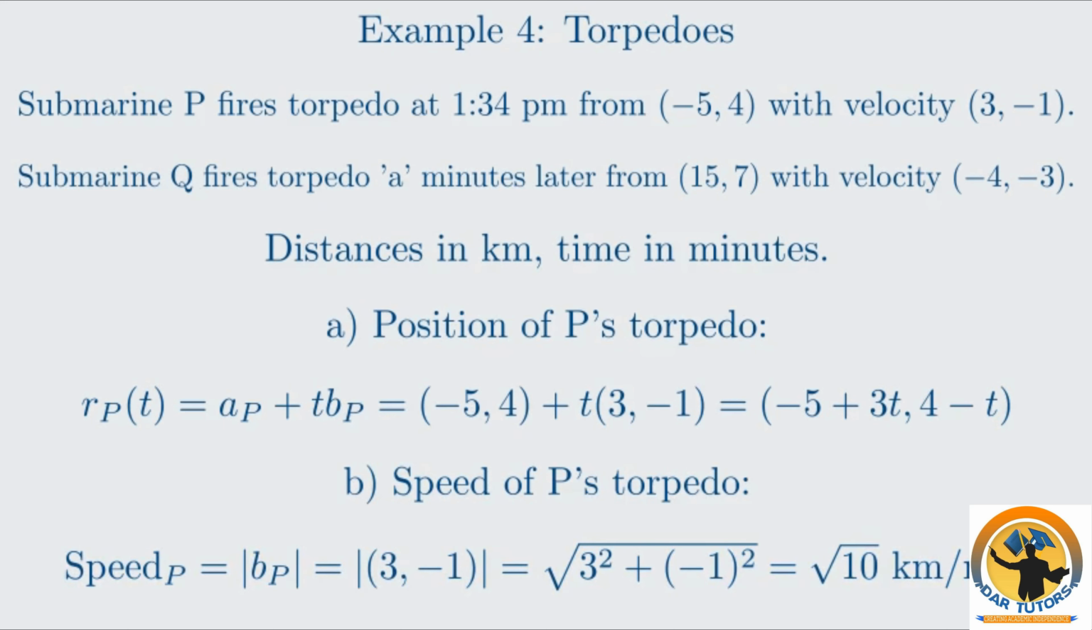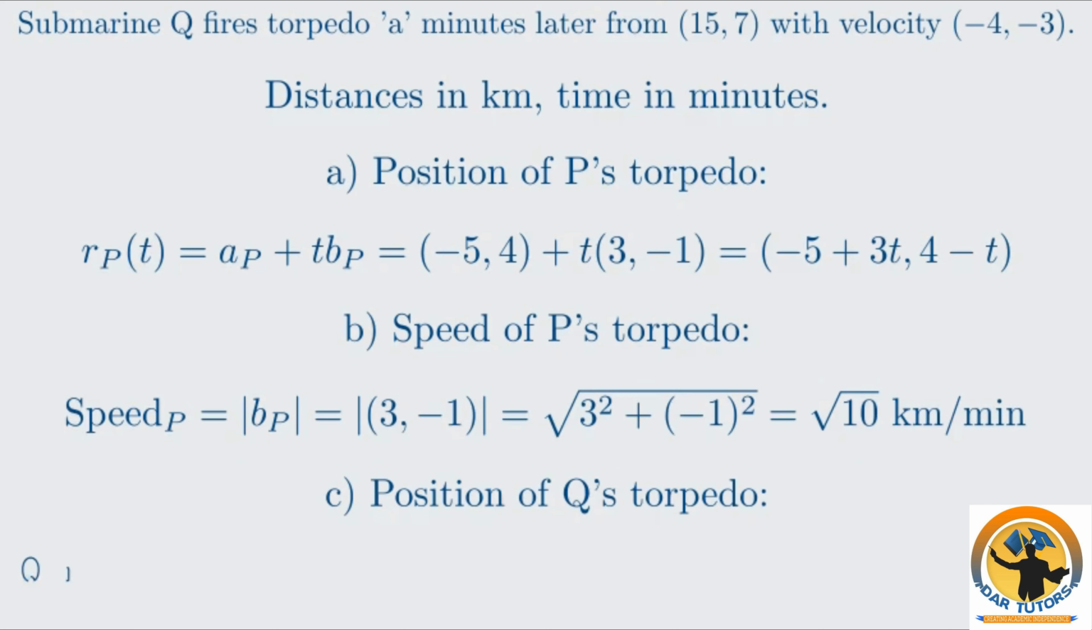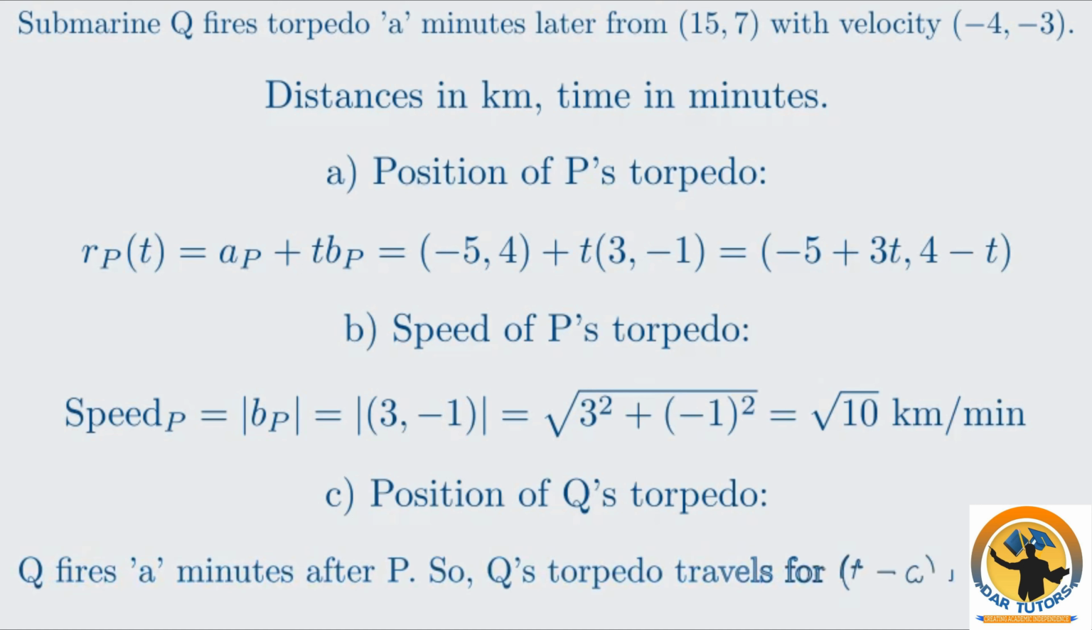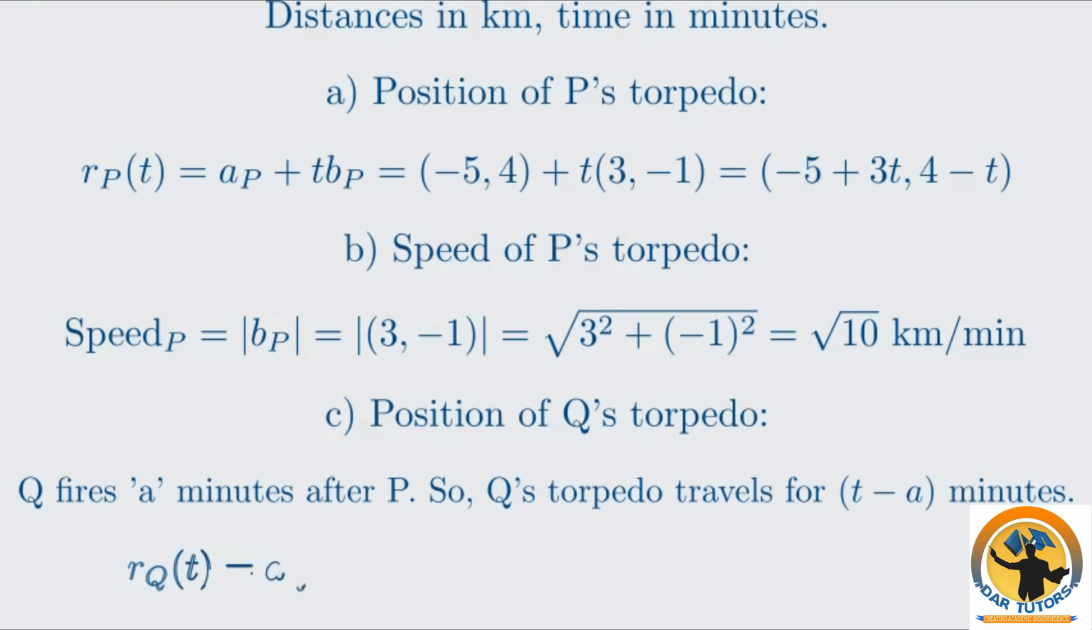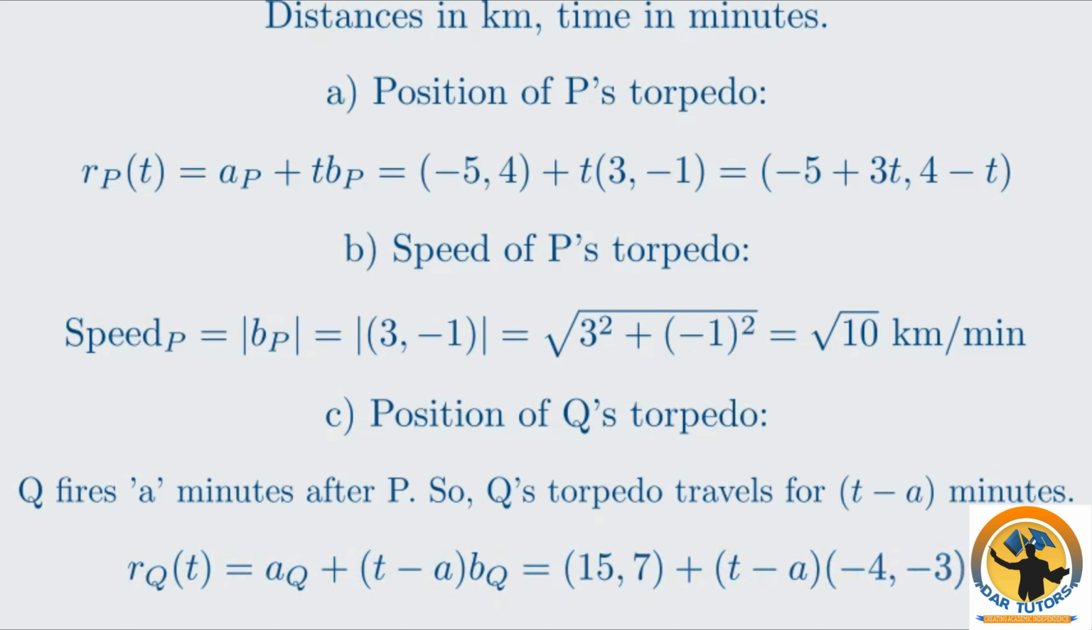Now for Q's torpedo. This is where the time delay comes in. Q fires a minutes after P. So if P's torpedo has been traveling for t minutes, Q's torpedo has only been traveling for t minus a minutes. We replace t in the standard equation with t minus a. This gives us the position vector for Q's torpedo.